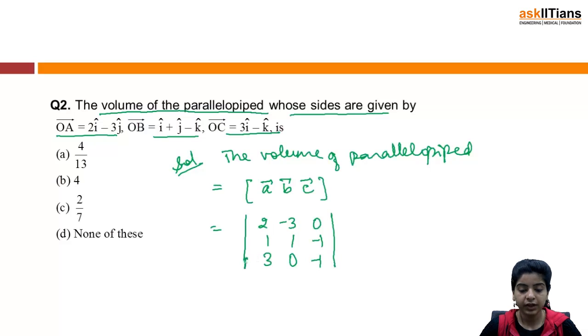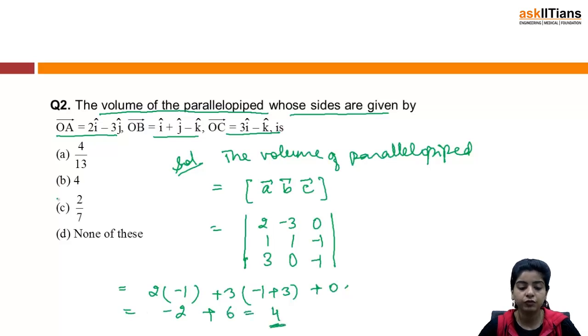This is the determinant that we have: 2 minus 3 0, 1 1 minus 1, 3 0 minus 1. So simply find out this determinant and you will get the answer. So we have 2, then I have minus 1 minus 0 plus 0, so minus 1, then I have plus 3 minus 1 plus 3 plus 0. So this becomes minus 2 plus 3 minus 1, 2 into 3 is 6. So the answer is 4.